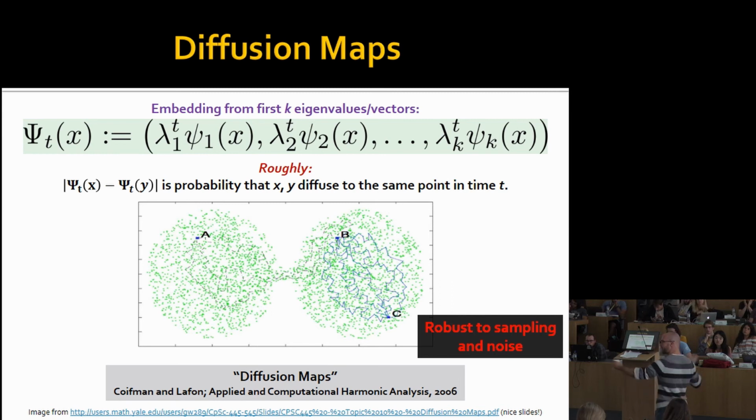So if I compute 10 eigenvectors, then in effect I have a 10-dimensional descriptor for every one of my data points that knows something about the intrinsic structure of my data set. And so in the diffusion maps algorithm, what do we do?